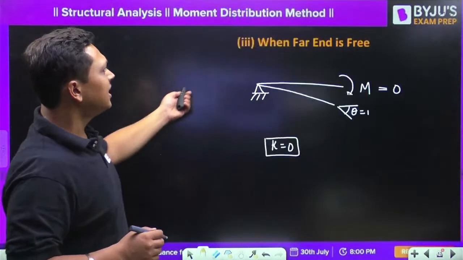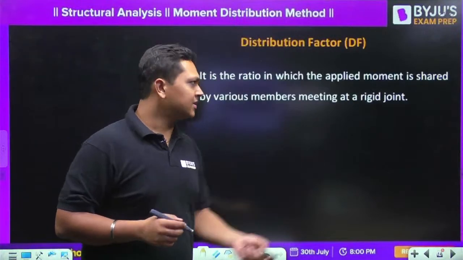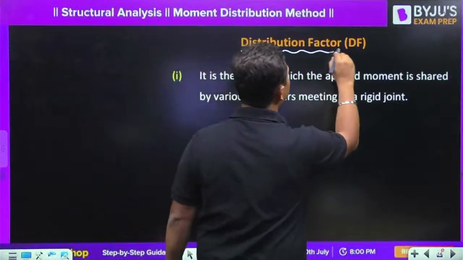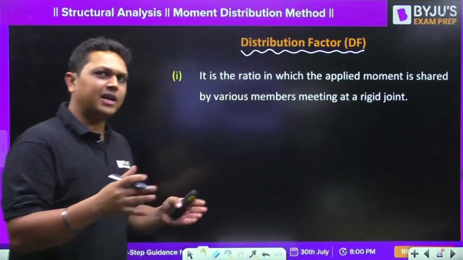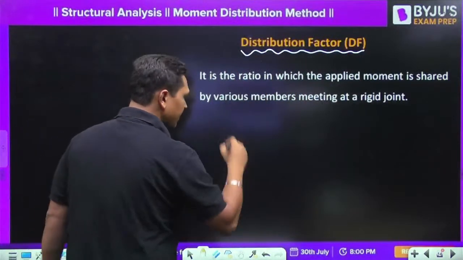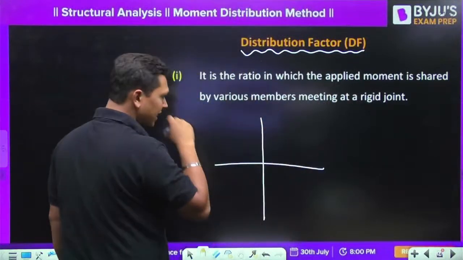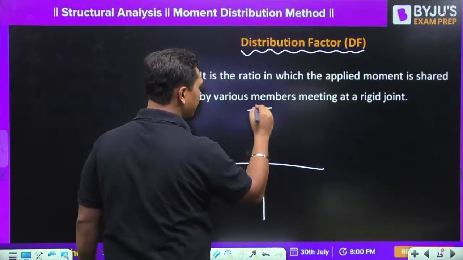Now, what is the use of this relative stiffness? Using this relative stiffness, we are going to calculate the distribution factor. Distribution factor means, suppose there are some members meeting at a rigid joint. Like this, let us take an example over here.